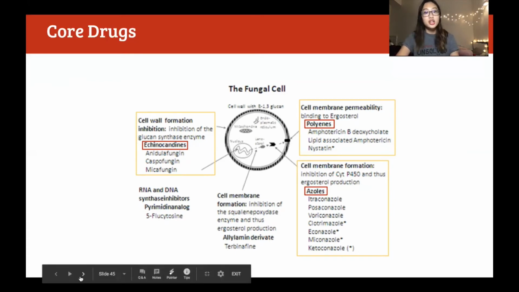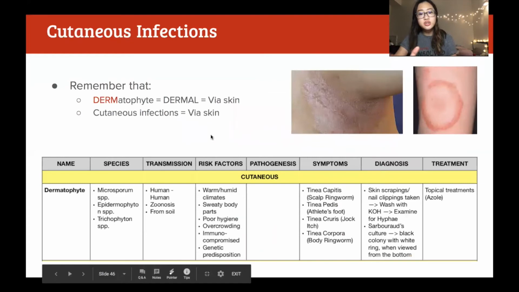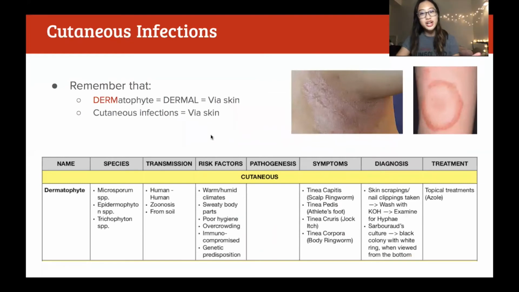And that's on that. So now on to the cutaneous infections. There's really only one that you guys need to know, which is dermatophytes. So here I'm just going to put little pointers that make the infection a bit more memorable for you guys, and a bit more pertinent for you to learn.